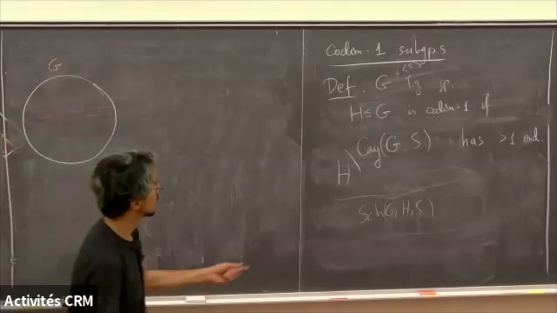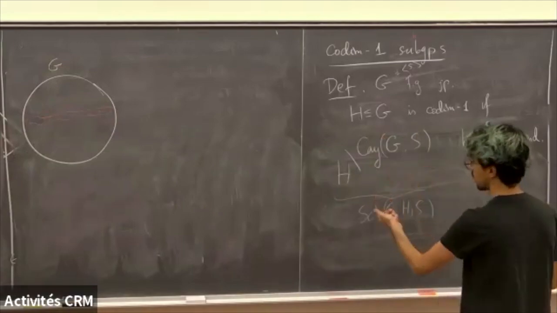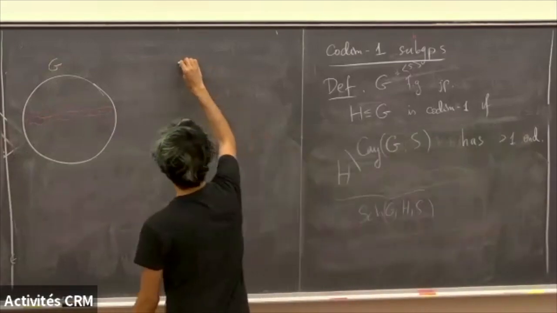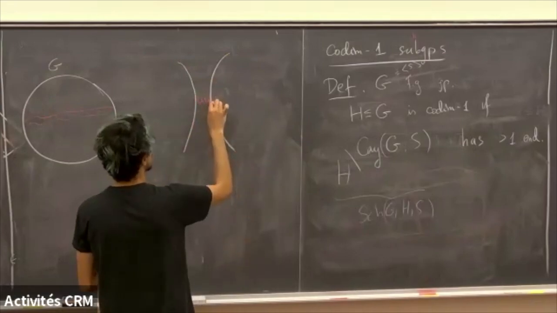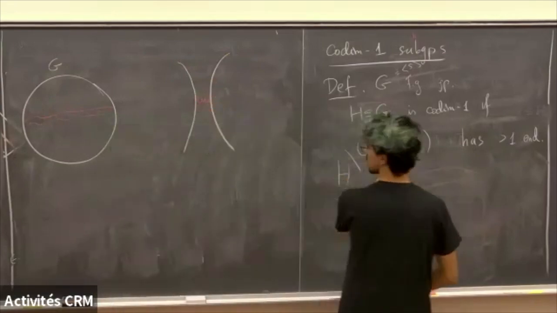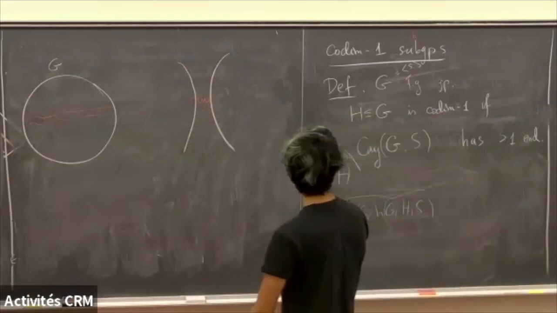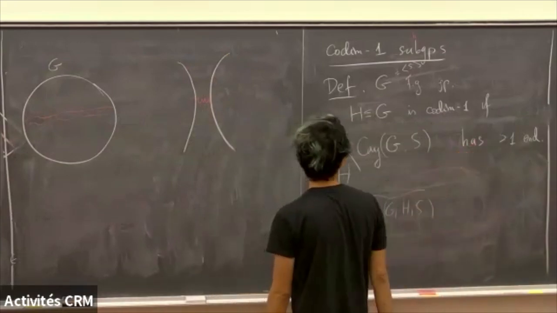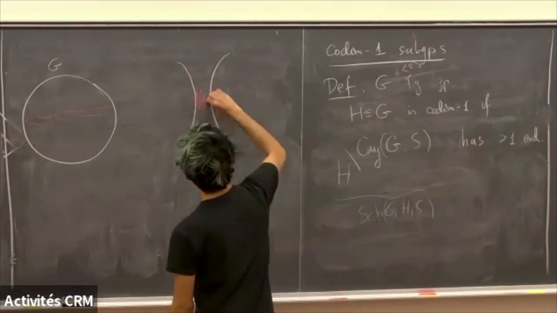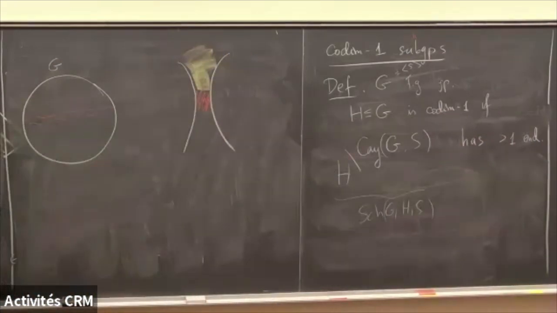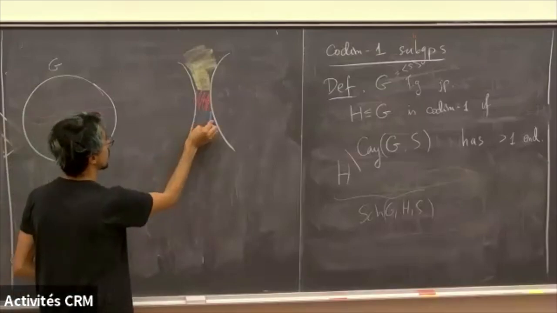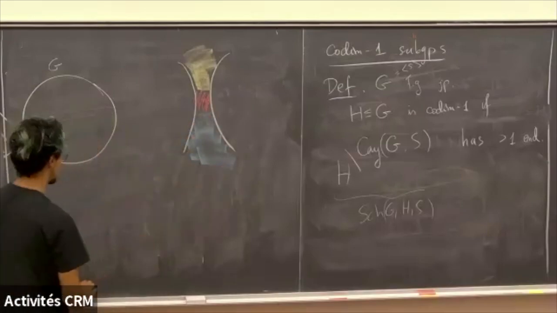Okay, when I take this quotient, what I want to get is something of this form. So H will really become just one point in the space. But what I want is for this space to have more than one end, meaning that when I remove some compact part, I see at least two infinite connected components. So let's just assume two for simplicity.